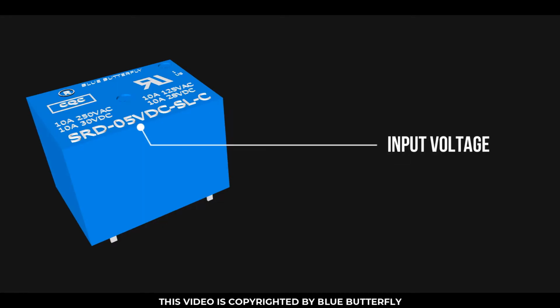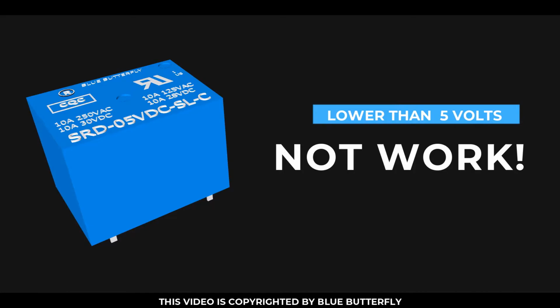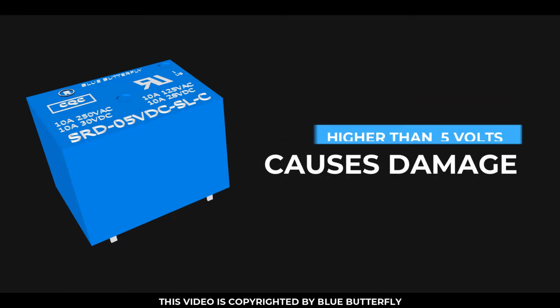If you see on the surface of the relay, there is something printed there. This is the input voltage of the relay. If the voltage is lower, then this relay won't operate. If it exceeds the voltage, the coil inside the relay would burn and will damage the relay. Okay, so we are done with the rating of the relay.